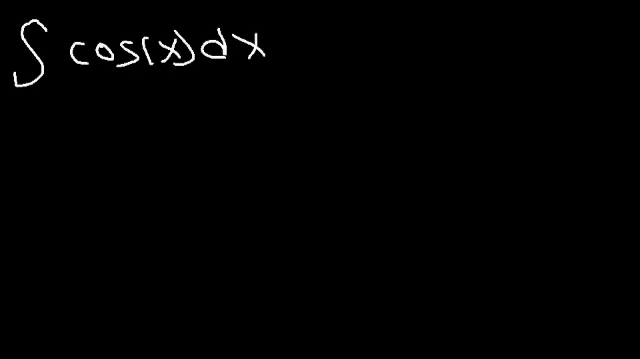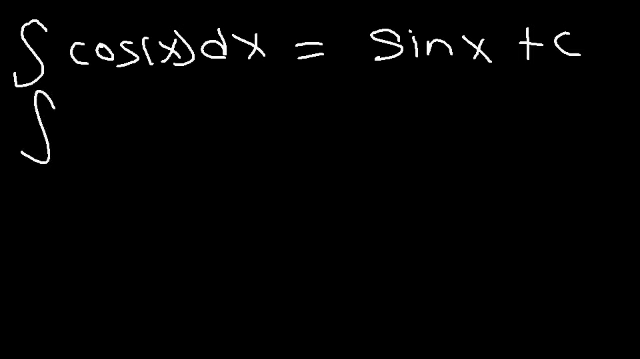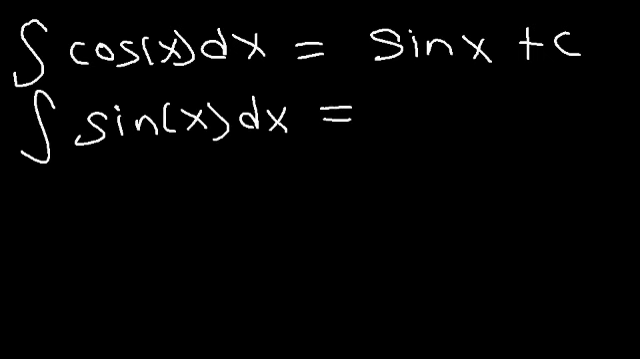Now let's move on to trig functions. What's the antiderivative of cosine x dx? Now think backwards. The derivative of what function is cosine? The derivative of sine is cosine, so the antiderivative of cosine is positive sine. Now what is the antiderivative of sine? The derivative of cosine is negative sine, so the derivative of negative cosine is positive sine, which means the antiderivative of positive sine is negative cosine.